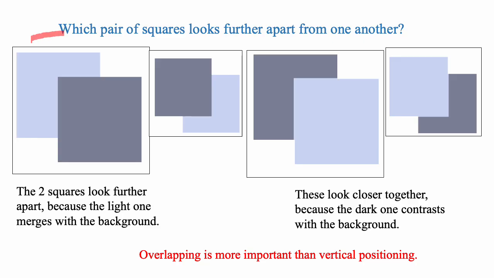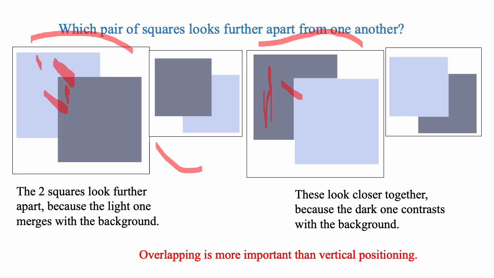Now I want to compare these pair of squares, these and these. And which ones do you think are further apart from one another? Well, when the dark value is in front and the light one is back, the light one merges with the white background, and so it looks more distant, and this distance between the two shapes seems to be large. However, when the dark one is in back, it contrasts with the background, making it come forward. So this distance seems less than this distance.